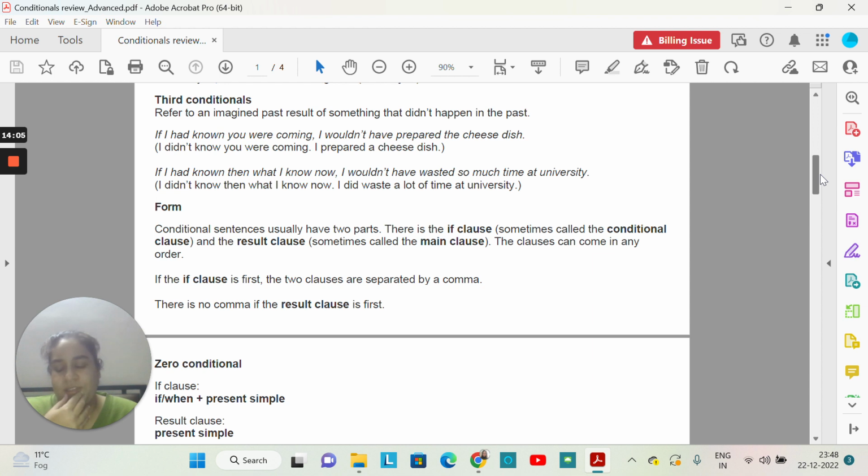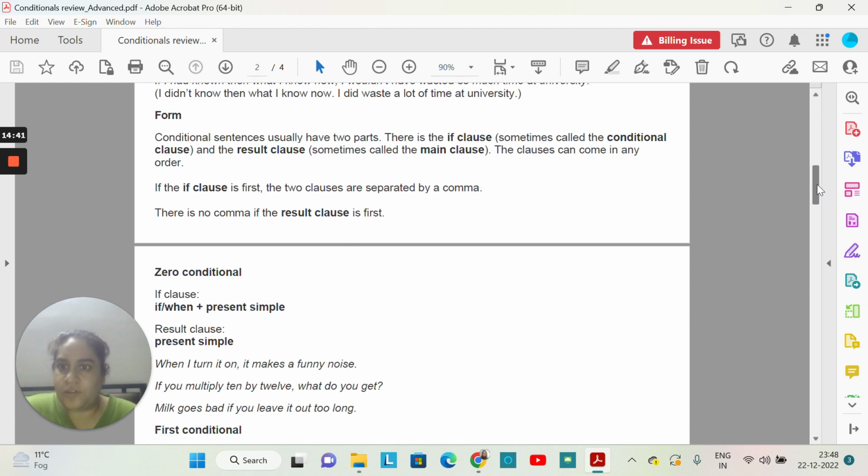Let's see if I can give another example about it. If I had known that you needed a lift, I would have dropped you home. You can frame it like this also. Okay. Now let's look at the structures.